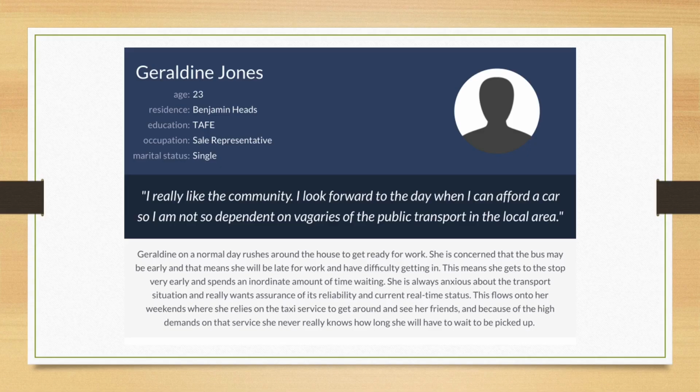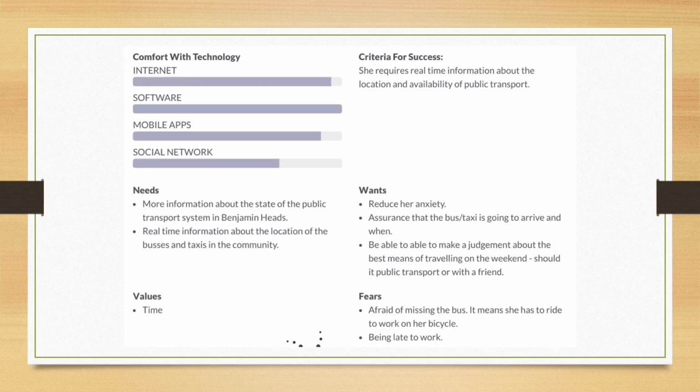So this is our completed persona. I have her basic details, her proto persona at the top, a quote, a story that tells me about her day, and then I have all her information. So this is information that is presented to me from the software that I used. Now, how am I going to present this?